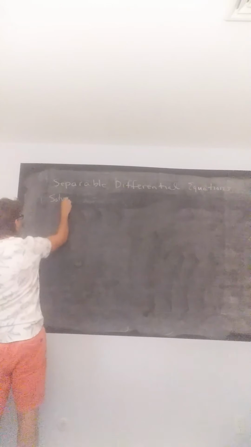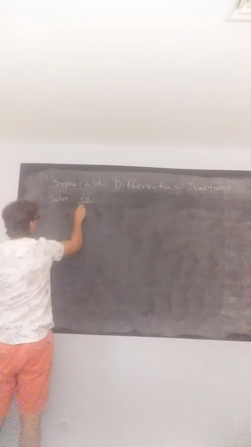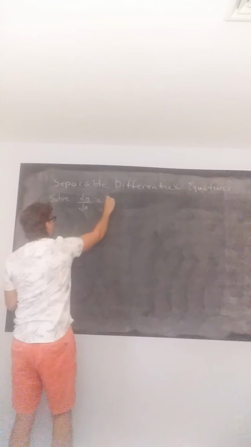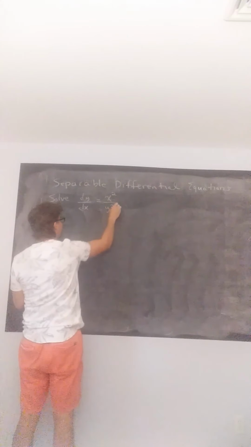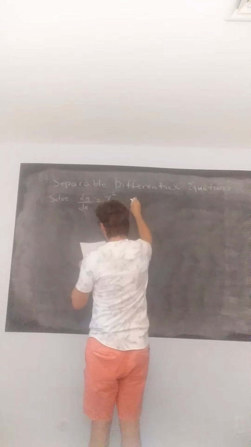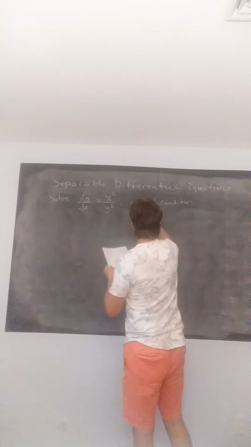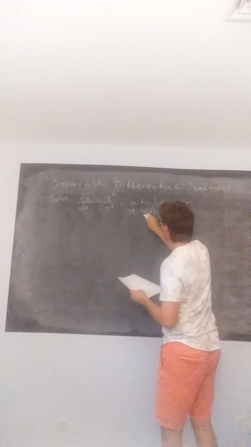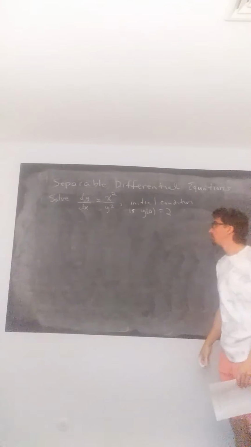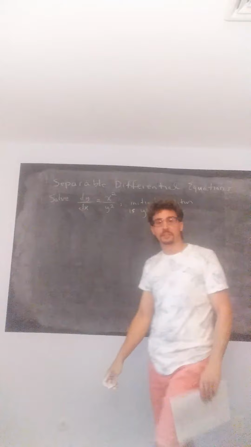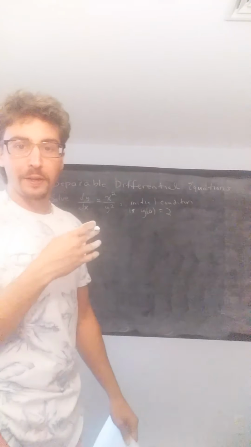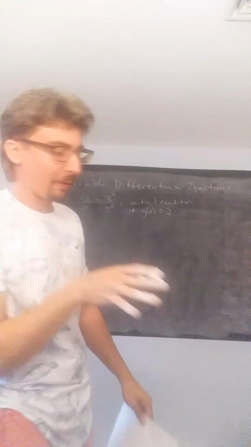So we have: solve dy/dx equals x squared over y squared, and we're given that the initial condition is given as y of 0 is 2. So we're going to have to come back and see how this comes into play. It comes into play fairly early in the problem.